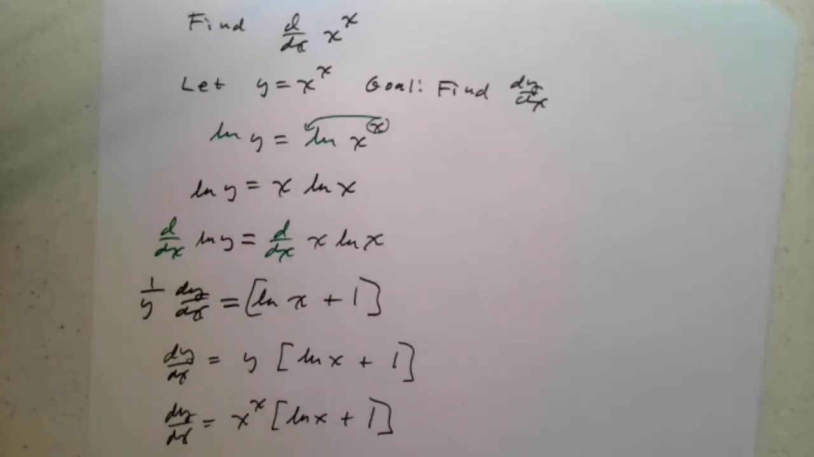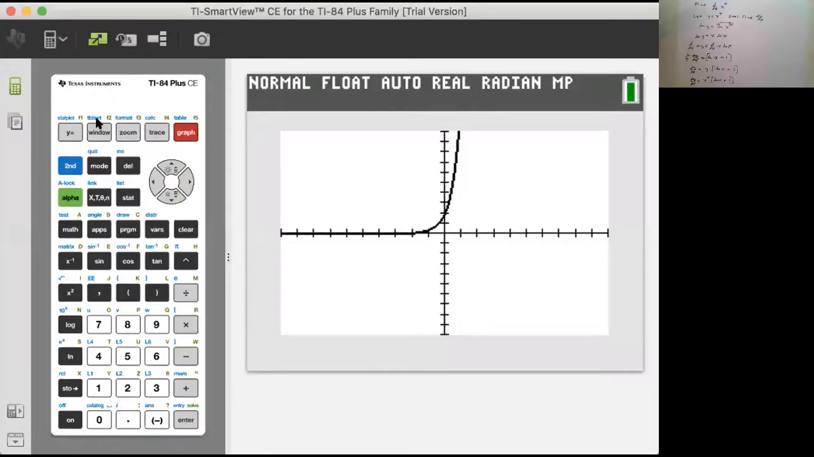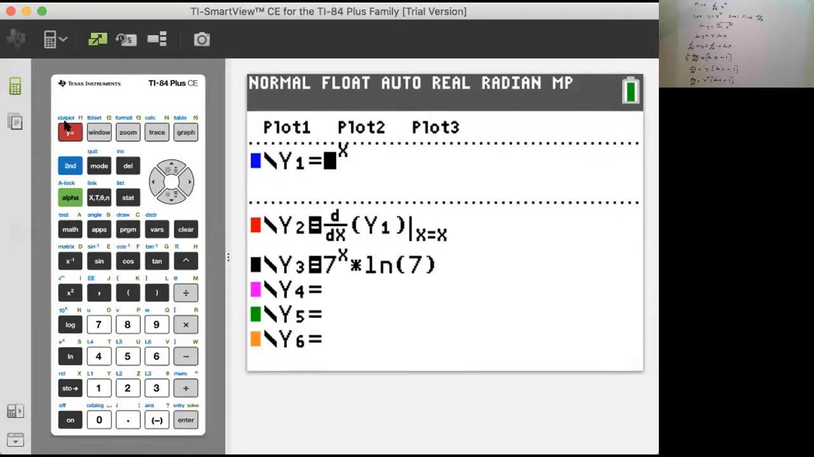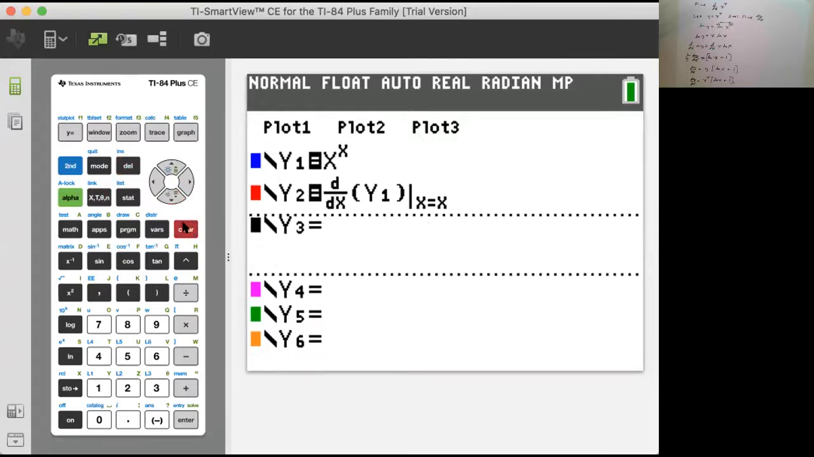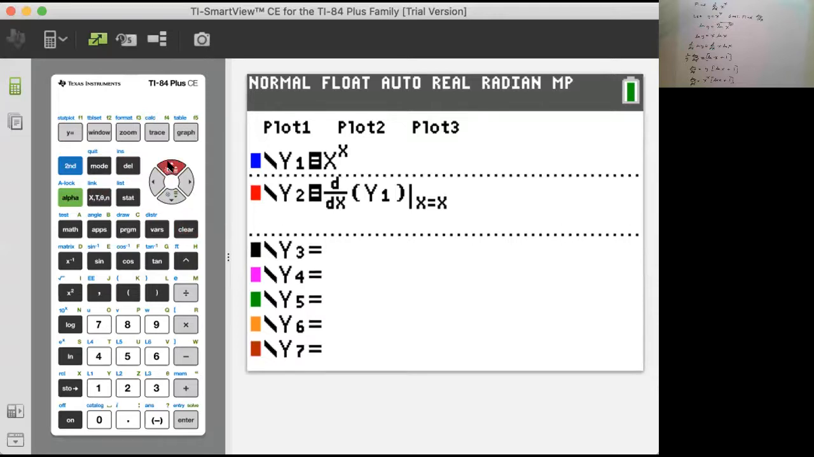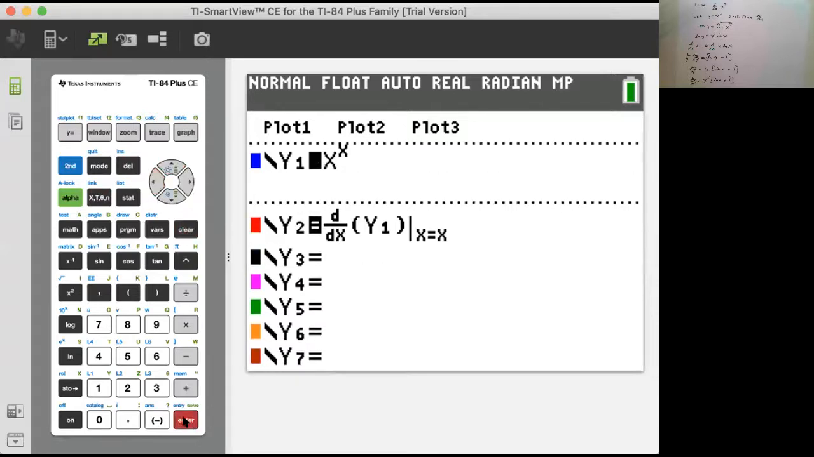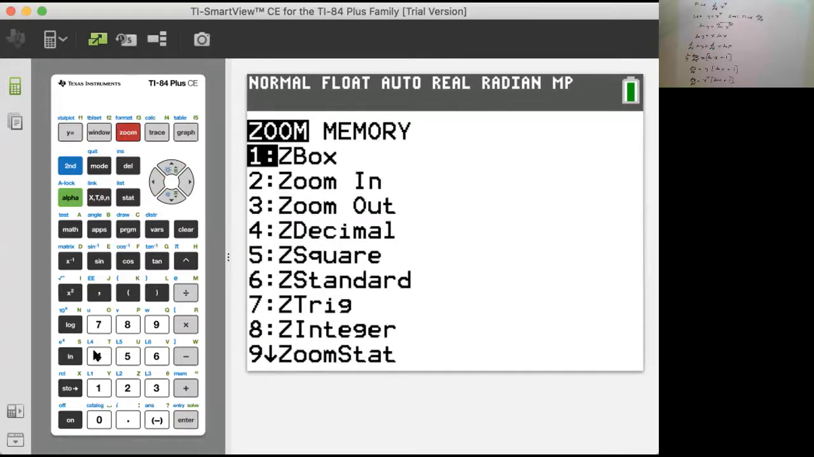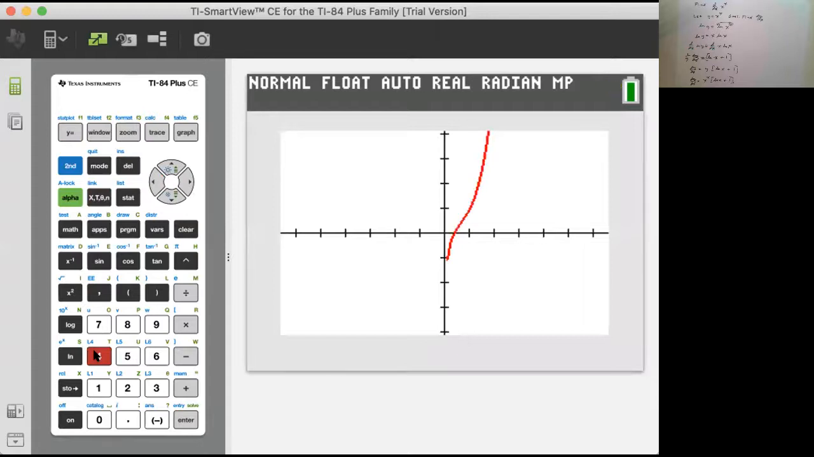So let's check that on the graphing calculator. So we will put in the original function, which is x to the x. And notice I have y2 already here, which is the derivative of y1, so that's going to be graphed in red. So I'll turn off the blue function, which is x to the x. And I will graph the red function, which is its derivative, and maybe I'll do zoom decimal on this one. Kind of a crazy looking function.